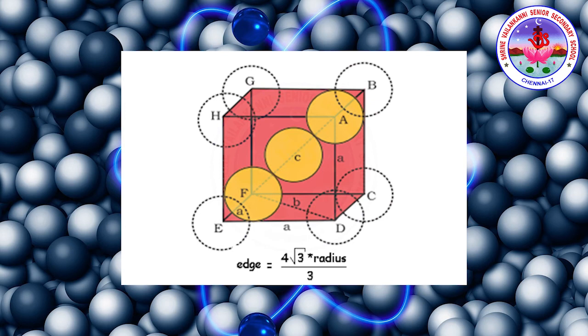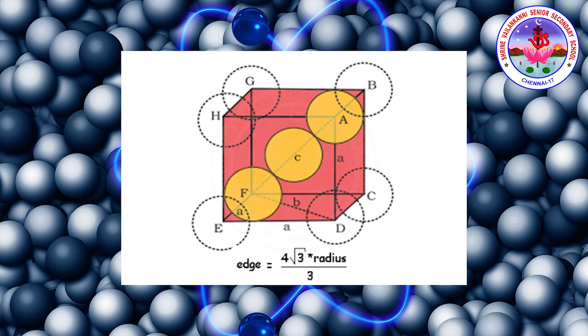EFD, look at this triangle EFD. Here B square is equal to A square plus A square, because of the triangle EFD. Here one side is B, and the other is A. So B square is equal to A square plus A square. That means B square is equal to 2A square. So B is root 2 A.